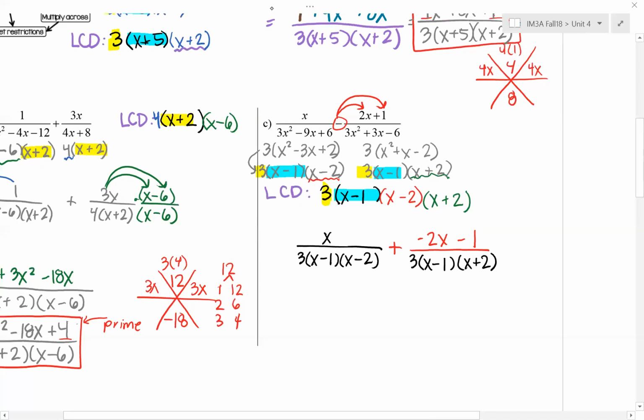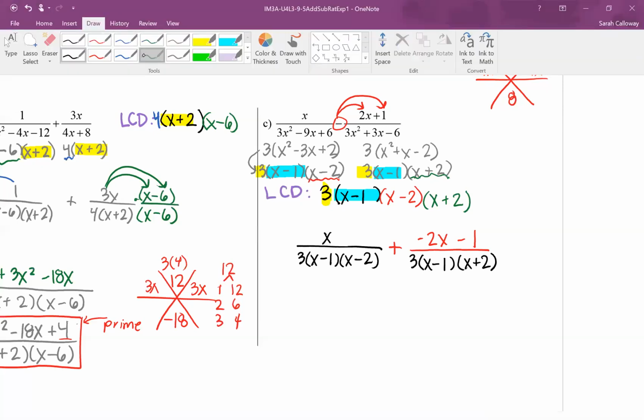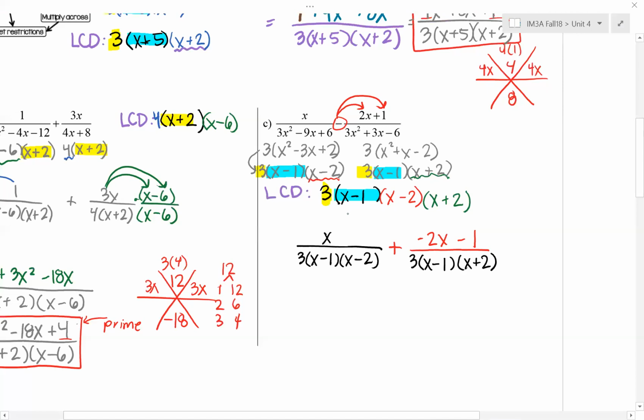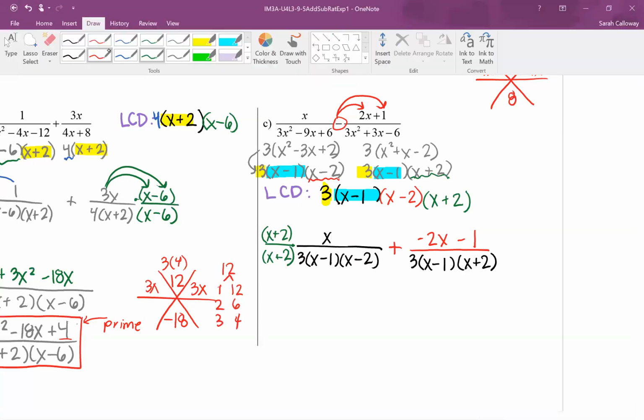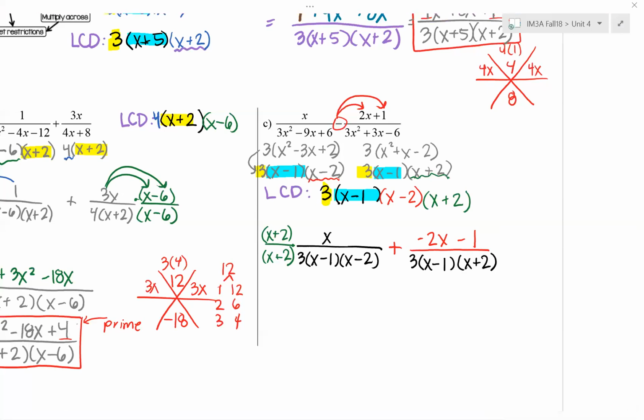And so when we compare these to our originals, our common denominator, the first part of it is what we have for the first fraction. And so we're missing this x plus 2, so we need to multiply our first fraction by x plus 2 over x plus 2. And then our second fraction is missing the x minus 2, so we need to multiply that one by x minus 2 over x minus 2.